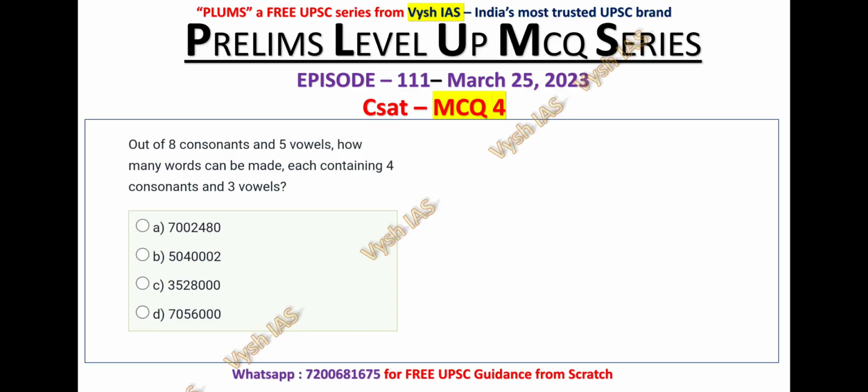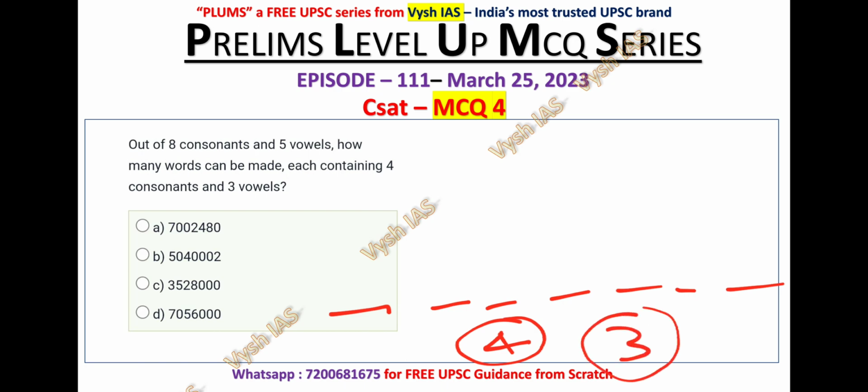So let's solve MCQ number 4. Out of the 8 consonants and 5 vowels, how many words can be made, each containing 4 consonants and 3 vowels? So they have given that. So we have to make a word which contains 7 letters.